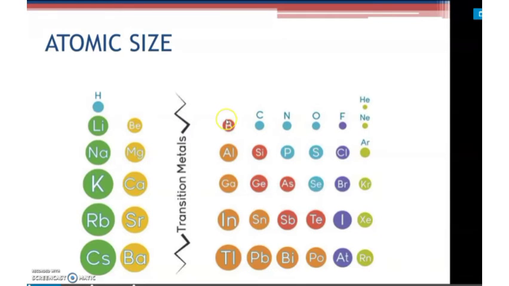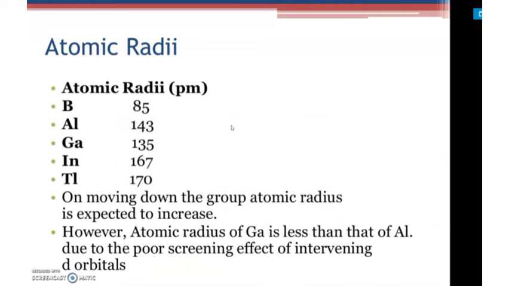If you check the boron family, the general trend in atomic size moving down the group from boron to thallium is that atomic size increases. Why? Because the atomic number increases, the number of shells increases, hence the distance from the nucleus to the last shell, that is the atomic radius, also increases. This is the general trend in atomic size in the boron family. While moving down the group, atomic size increases. Here you can see the atomic radii.